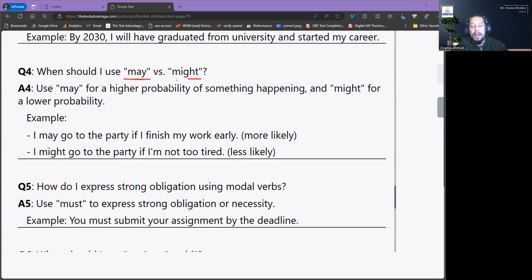When should I use may versus might? Use may for higher probability and might for lower probability. Again, this all differs. I may go to the party. I might go to the party. May, more likely. Might, less likely.